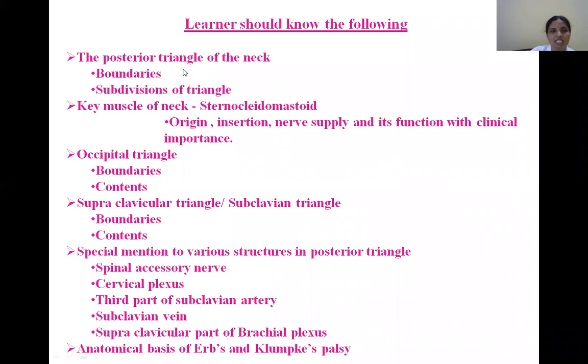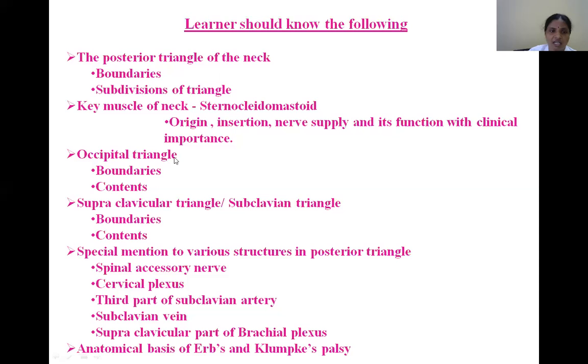Before going to that, these are the objectives we must know. What is the posterior triangle of the neck? In the last class, the triangle introduction is over and the anterior triangle is completed. Now we are discussing the posterior triangle, for which we should know the boundaries and how the posterior triangle is further divided into two more triangles. I told you the sternocleidomastoid is a key muscle. Why is it a key muscle? We should know details about its origin, insertion, nerve supply, and function with clinical importance.